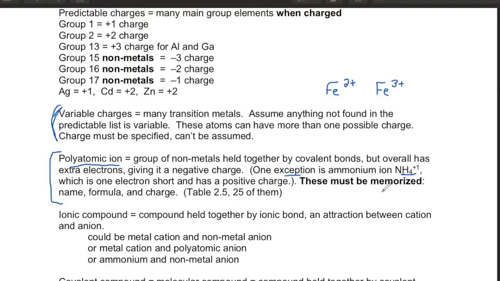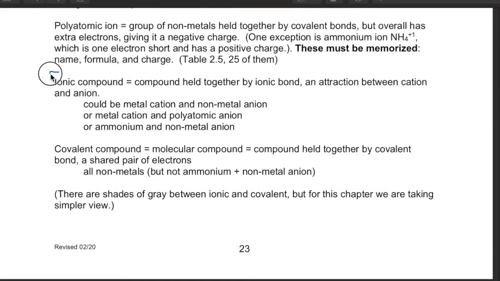And we are going to have to know the names of these polyatomic ions. We'll get back to that in just a moment. So when we see a chemical formula, we should try to recognize whether it's an ionic compound. And to be an ionic compound, it would have to be a cation, something with a plus charge, and something with a minus charge, because we need that attraction between the positive and negative.